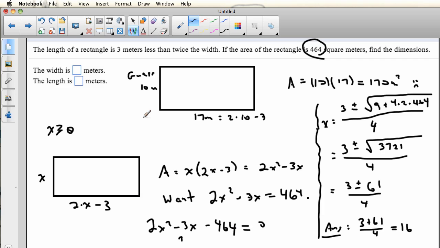So the correct answer is that the rectangle should have a width of 16 meters, and then the length should be twice 16 minus 3. Twice 16 is 32, minus 3 is 29. So if our rectangle is 16 by 29, then it will meet both conditions.